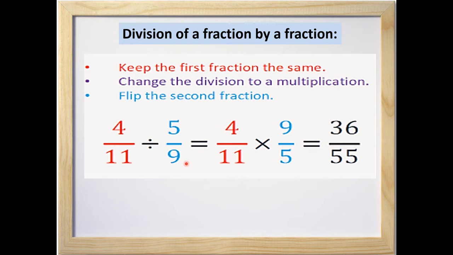And then we will find the reciprocal of the divisor 5 by 9. The reciprocal of 5 by 9 is given by 9 by 5. And simply we have to multiply the numerators and multiply the denominators. So 4 nines are 36 and 11 fives are 55. So this is the way we can find the quotient of 4 by 11 divided by 5 by 9. Is it clear, children?